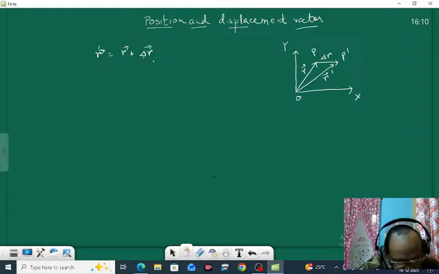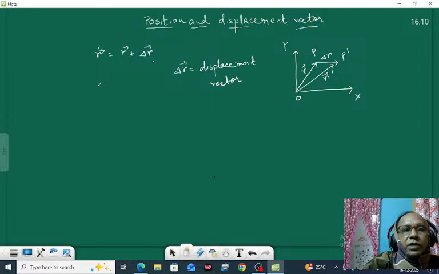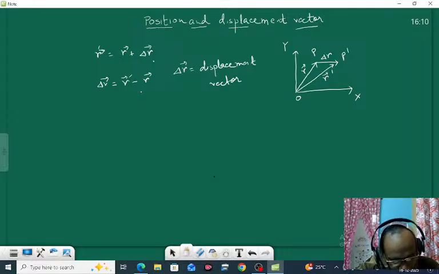A vector which gives the change in position of an object in a particular direction is called the displacement vector, and it is represented by del r. Del r is a vector, and it is the displacement vector. So we can see here that r is the position vector and del r is the displacement vector. If you want to find the displacement vector del r, it can be written as r dash vector minus r vector. In this way you can find the displacement vector and position vector, right?